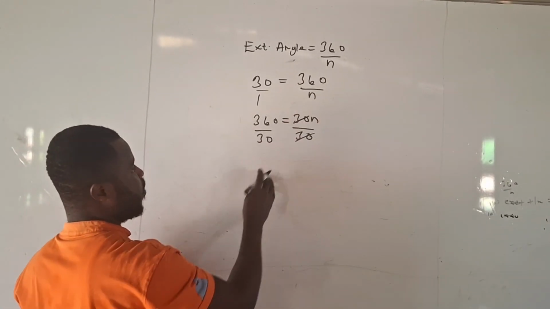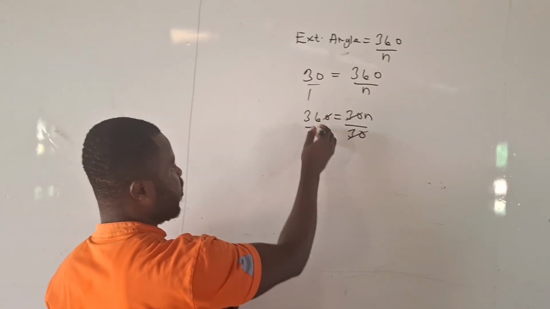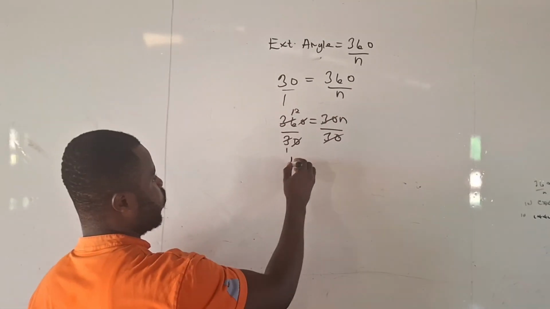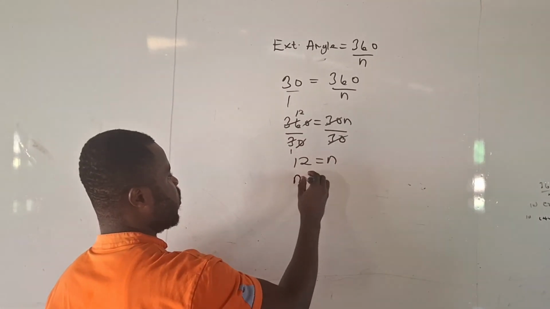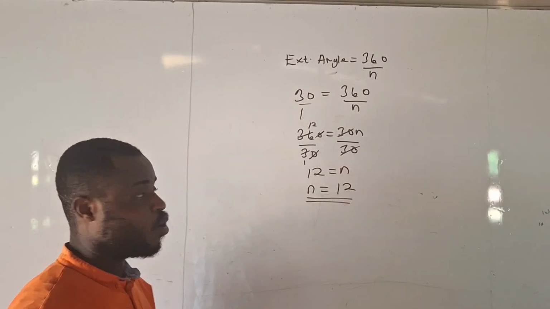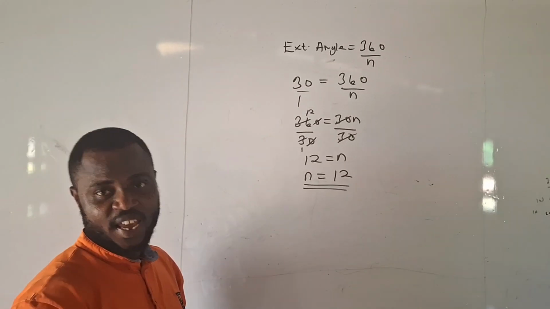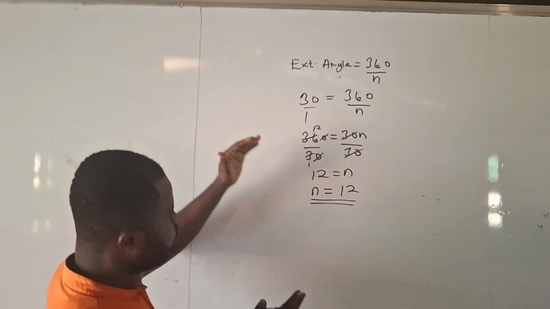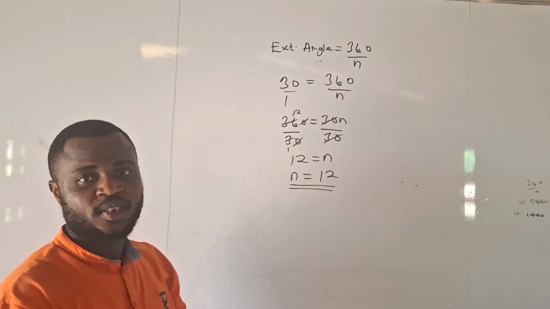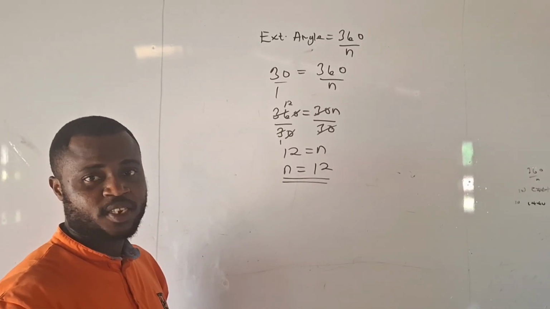So 30 divided by 30 is 1, leaving the n. 360 divided by 30: 0 cancels 0, 3 can divide 36, 12. So we have 12 is equal to n, which is n is equal to 12 as the number of sides of the polygon with 30 degrees as the exterior angle. So using the formula, this is what we get as 12 as the number of sides. So we are taking the third question.